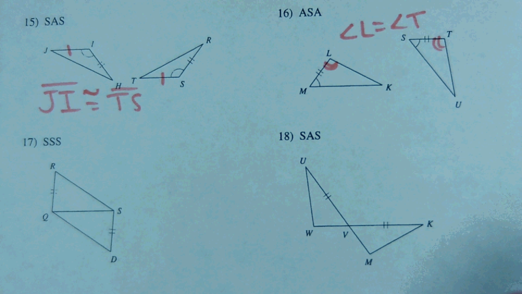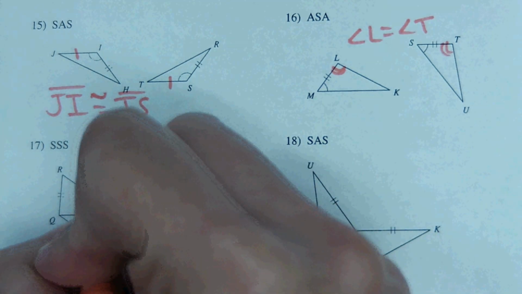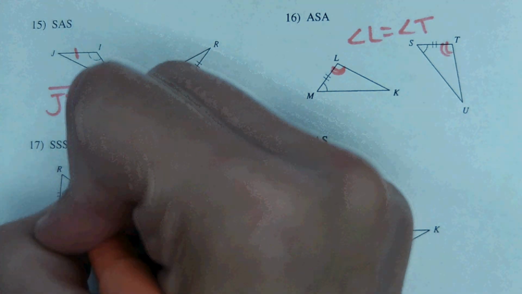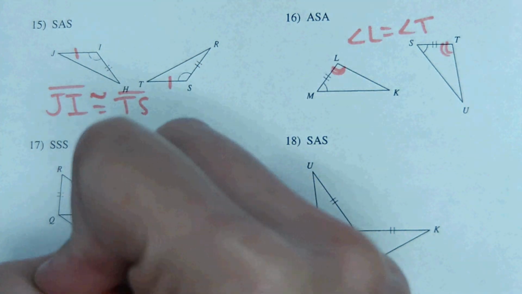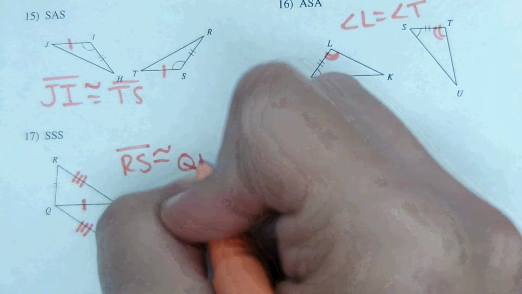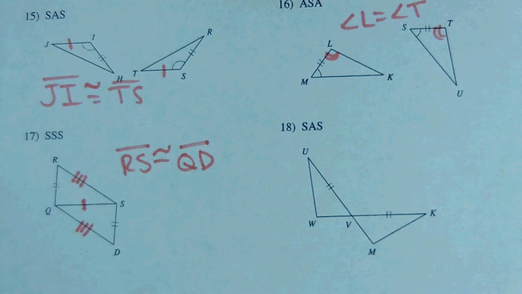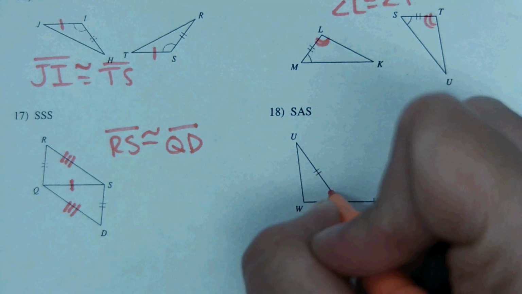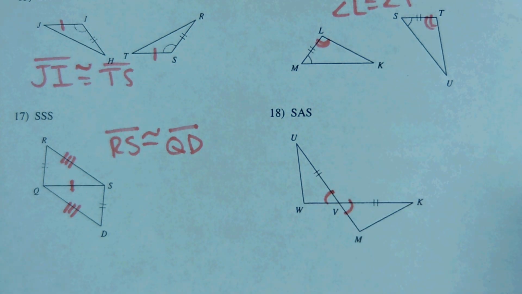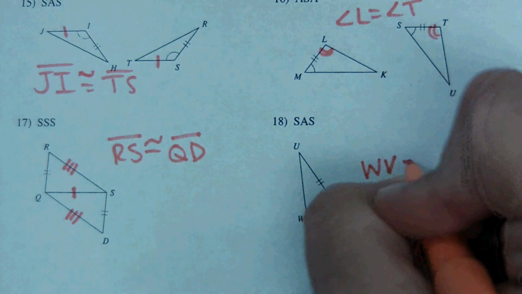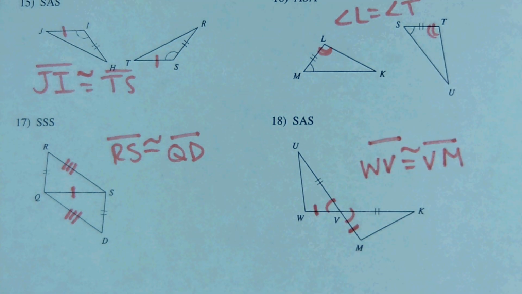Okay, and 17. It has one side labeled. Based on the reflexive property, we could prove that this is equal to this, so we don't need to know that additional information. But we would need to know that this side is equal to this one. So RS congruent to QD. And 18, side, angle, side. We have a side. These are equal based on the vertical angle theorem. And then we need to know that WV is equal to VM.